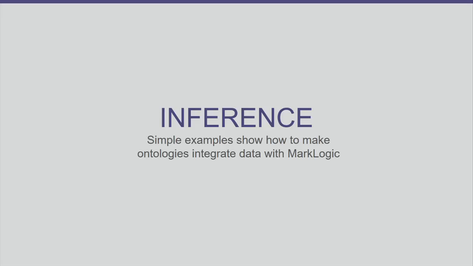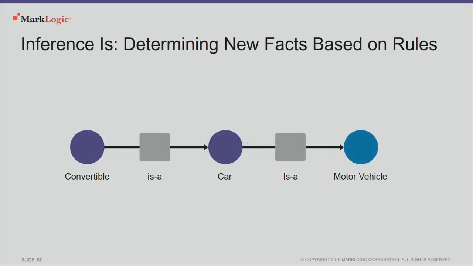Inference. Powerful topic. So inference is all about determining new facts based on rules, OK? We all know semantics is about modeling facts out there in the world. So convertible as a car is one fact. Car as a motor vehicle is another fact. And we can model those as a couple of triples here. Now, any human being would see this and be able to make the logical jump that indeed convertible is also a motor vehicle. Well, we can allow MarkLogic to do the same thing with inference rules. So even though we don't explicitly say that a convertible is a motor vehicle, we can apply rules to our data and then materialize new triples based on those rules.